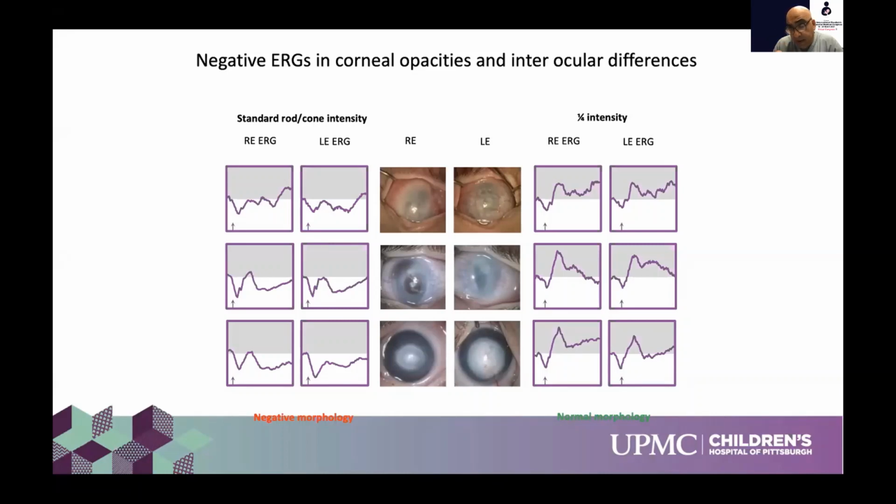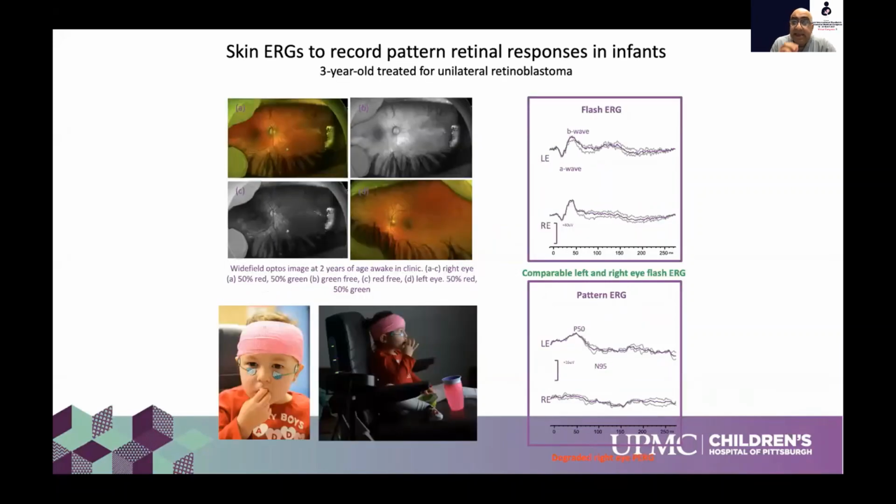It's important that you have large normative data if you are going to use skin electrodes to do the VEP and the ERG. It's very important. And we are lucky enough that we have a large normative data bank to be able to assess these kids. Skin ERGs are able to assess retinal responses.